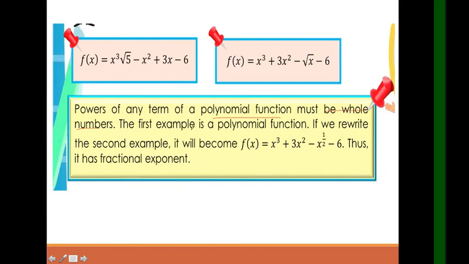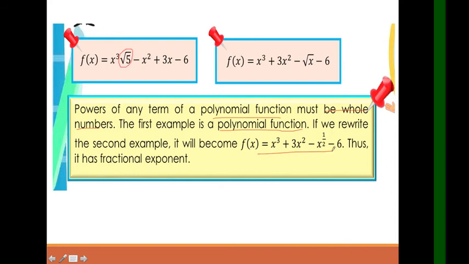Okay? So, the first example is a polynomial function. Dahil yung square root nasa whole number. If we rewrite the second example, it will become f of x equals x cubed plus 3x squared minus x raised to 1/2 minus 6.